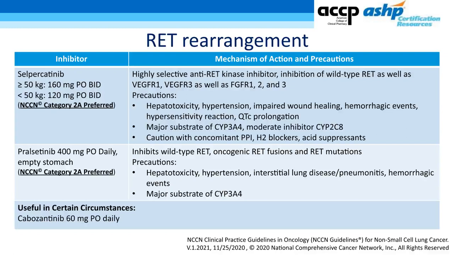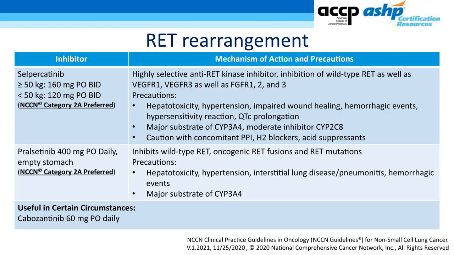As you'll note, there is some overlapping toxicities, with hepatotoxicity being common with this agent, as well as hypertension. Pneumonitis was observed with this agent, selpercatinib, and hemorrhagic events were also reported. It is a major substrate of CYP3A, so again, important to evaluate concomitant medications. But ultimately, the addition of these 2 products on the market has helped improve first-line options for patients who are found to have RET rearrangement.